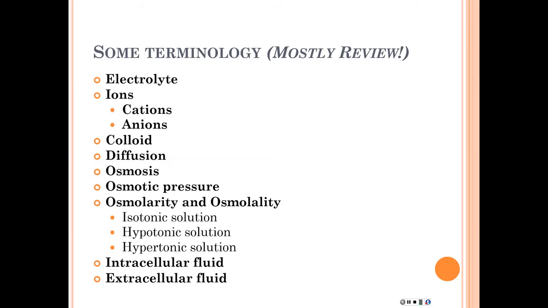So in terms of body weight, intracellular fluid makes up about 40% of the body weight, so it's nearly half, and the rest of the fluids, the extracellular and interstitial fluids, make up the rest of the body weight.